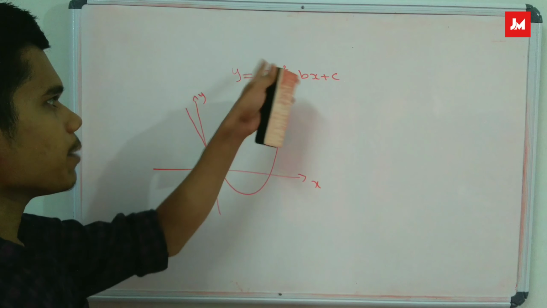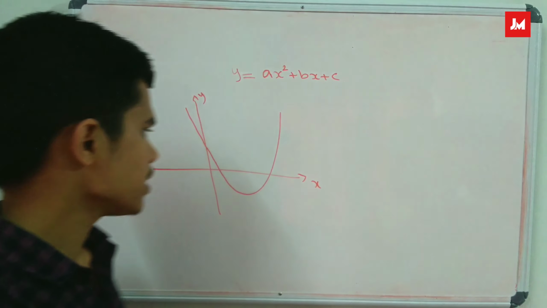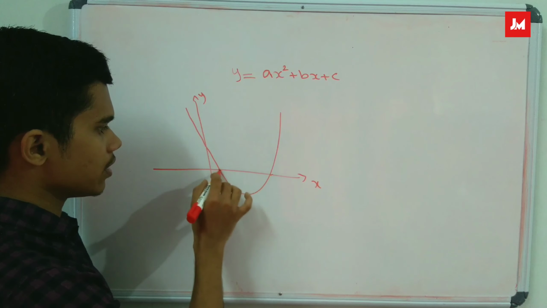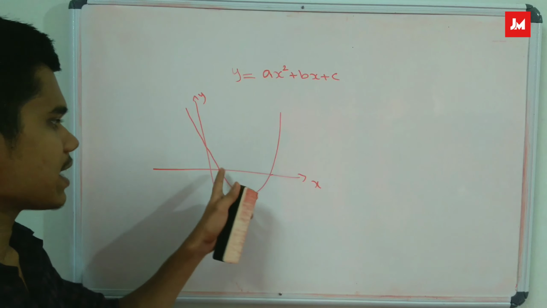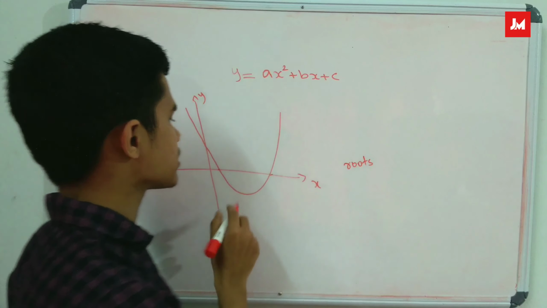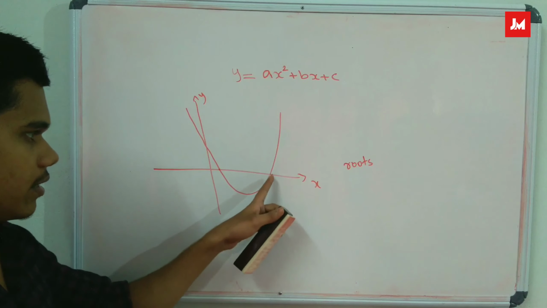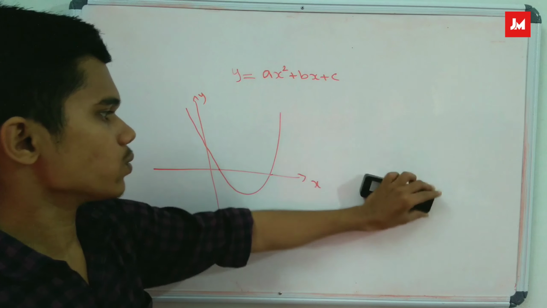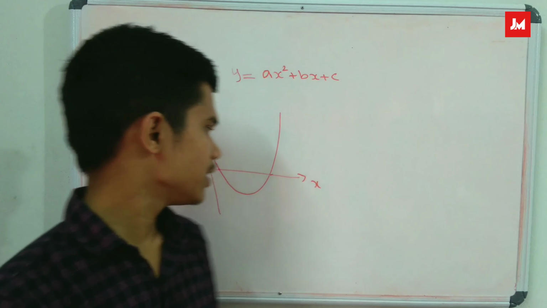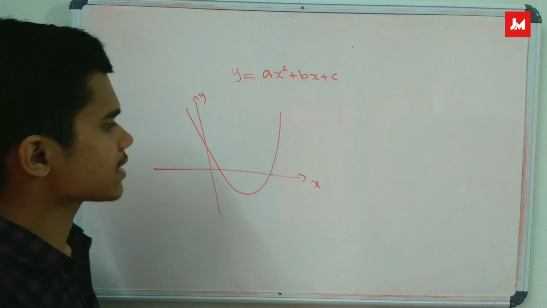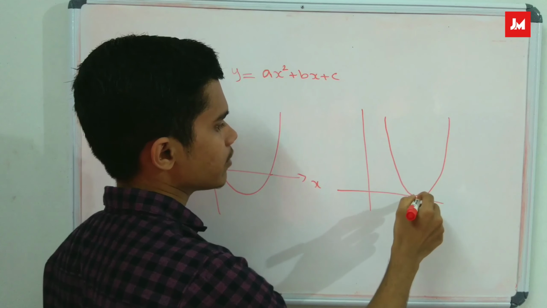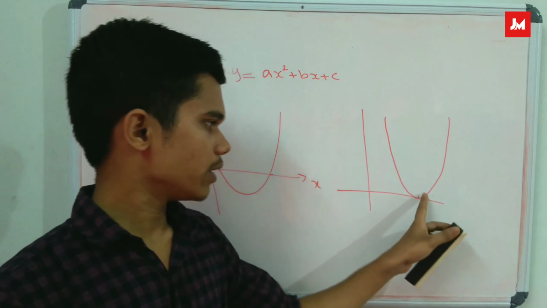Then generally when we are plotting this quadratic expression, it will touch the x-axis at two places. The touching places on the x-axis are known as roots of this quadratic expression. Roots of this quadratic expression will be here and here. The touching points on the x-axis will be roots. If it has real roots, then they will be real and distinct roots. Then it will touch the x-axis two times. If it has equal roots, then it will touch only one time, or only one root.